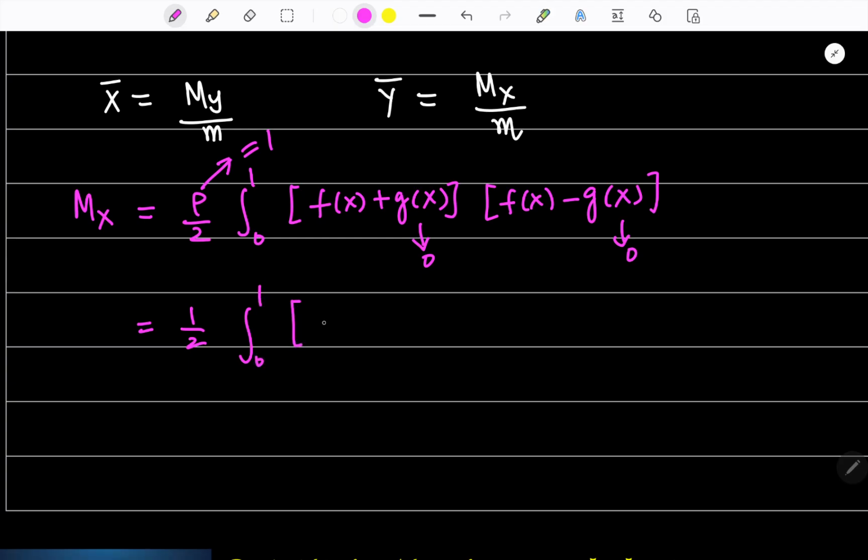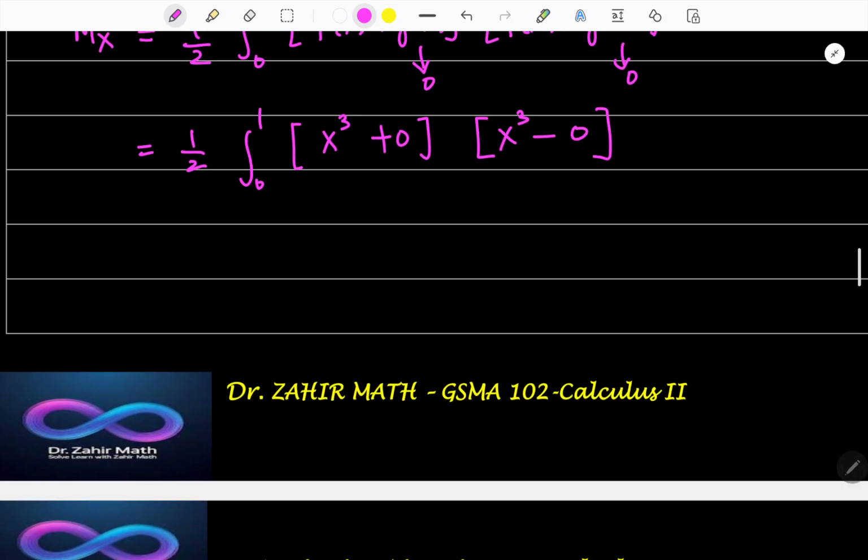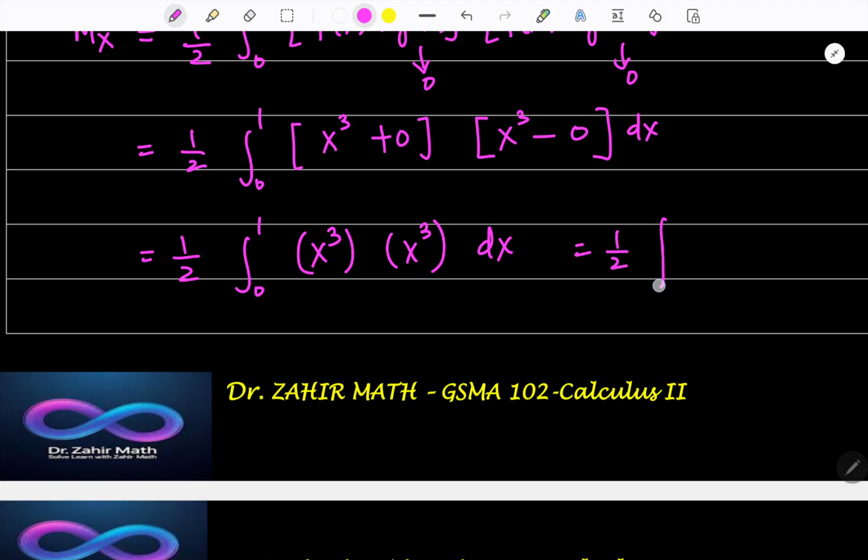So the function is what? x cube, right? So which is x cube plus 0 and x cube minus 0, right? So this equals 1 by 2 integral 0 to 1 x cube and then x cube and then dx. So which is equal to 1 by 2 integral x power 3 plus 3 is going to become what? 6. It is not 9. Power should be added. Okay, right.